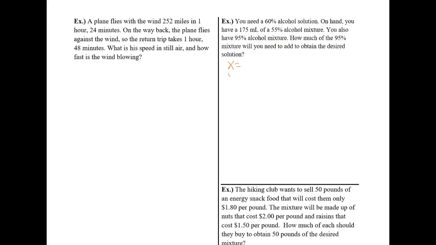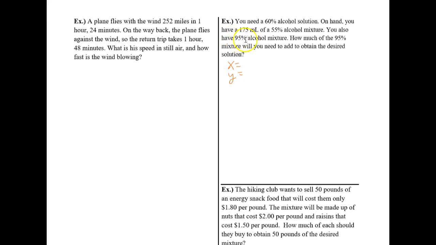I'm going to have two things that I don't know, and let's see what they are. So we need a 60% solution. That's the end goal. And we have 175 milliliters of a 55% solution. So we already know how much we have of that first alcohol mixture.